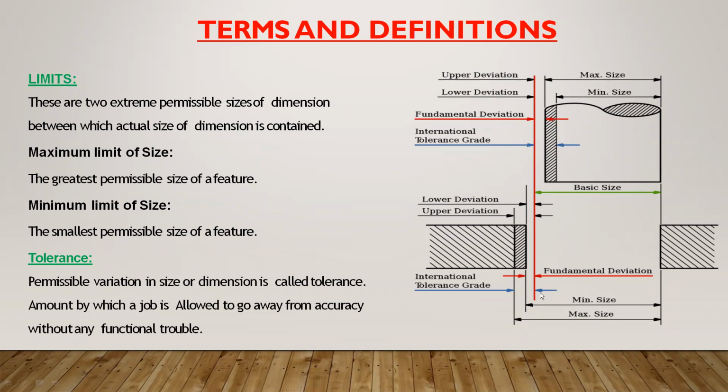And the minimum difference between the hole and shaft also can be cleared with the tolerance only. So that is the amount by which a job is allowed to go away from accuracy without any functional trouble. So without any functional trouble, you can allow it to go for accuracy. So these are all about the limits and tolerance.